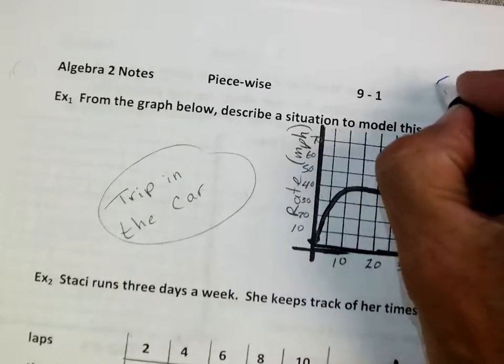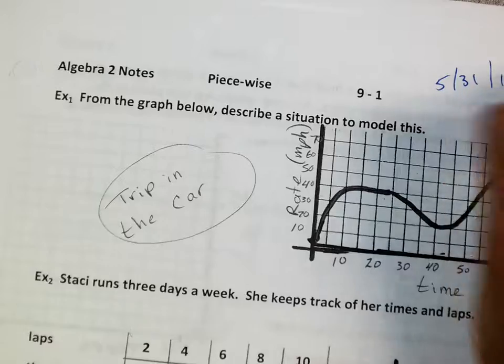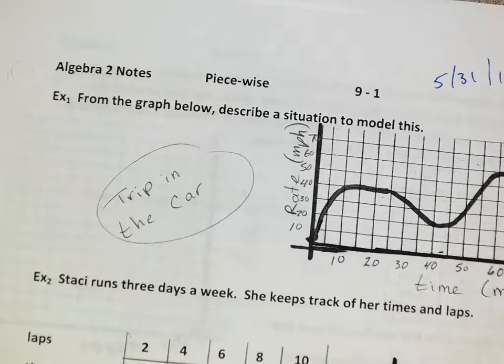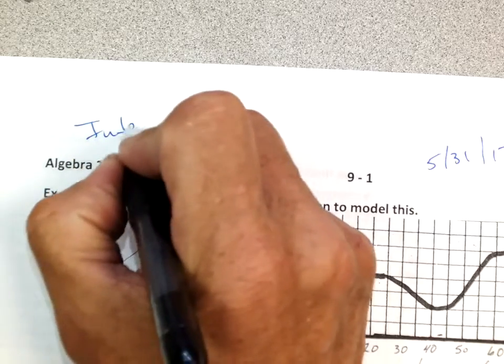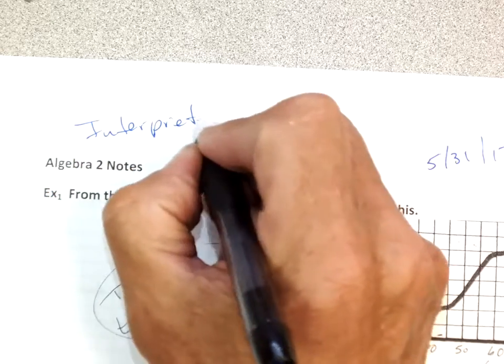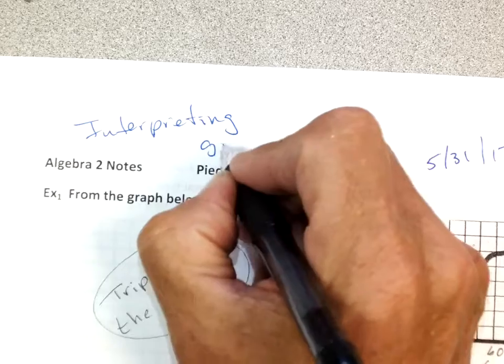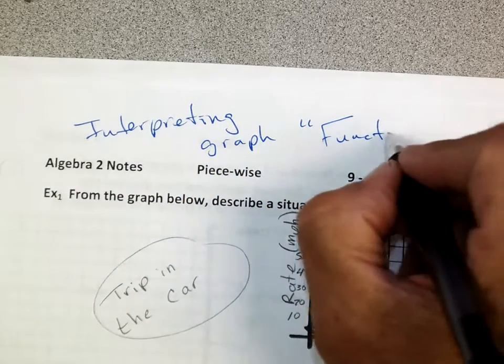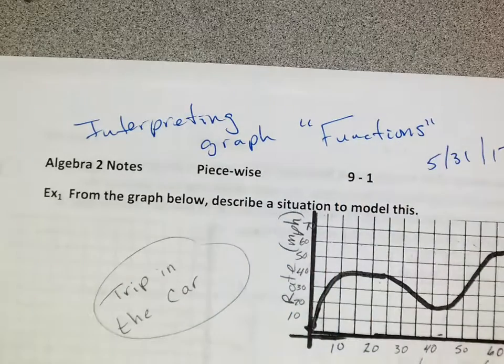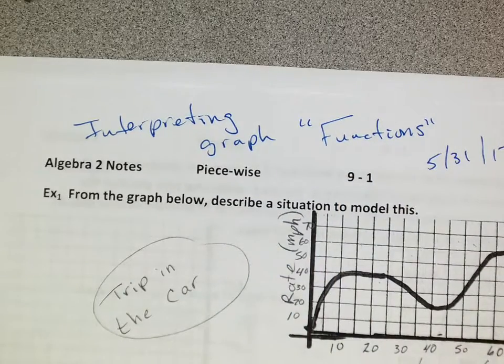So today's lesson, 531, right? Today's lesson is all about interpreting graphs. It really is all about interpreting graphs. And we're going to put this word in there, functions, because most of our graphs will be functions, okay? All right. So we're going to be interpreting graphs or functions, right?